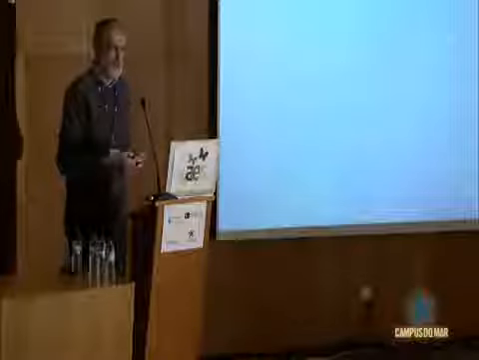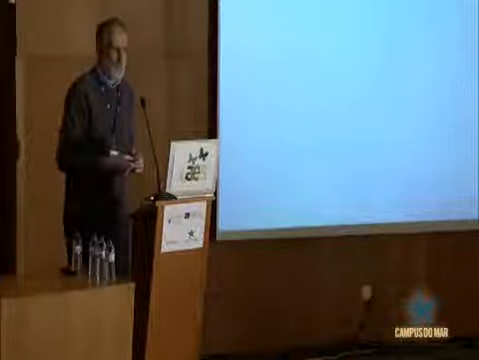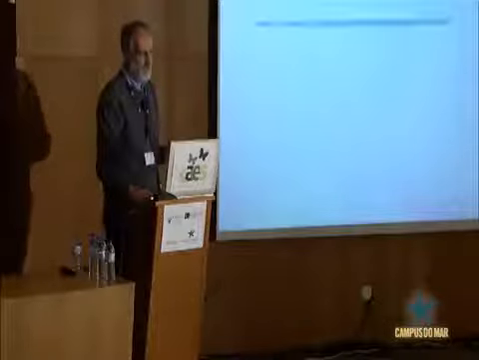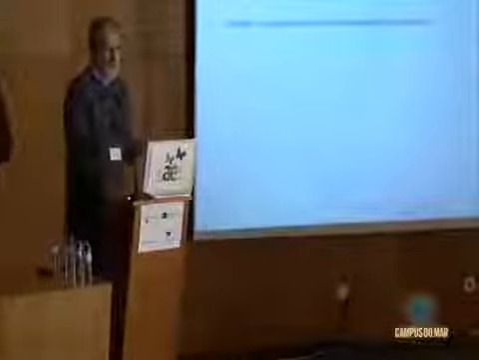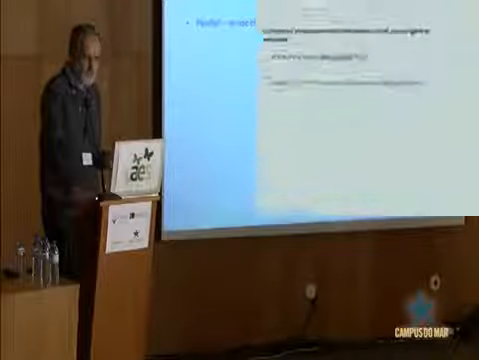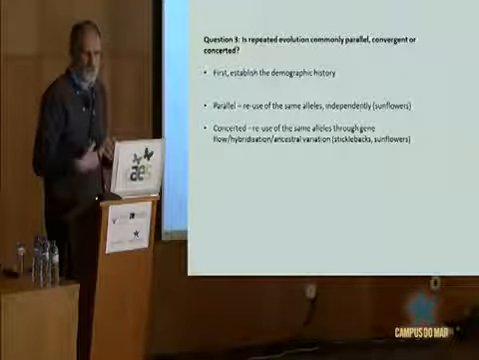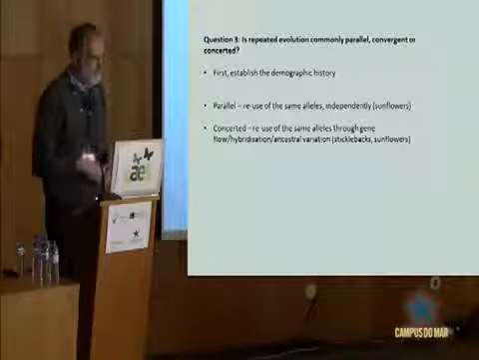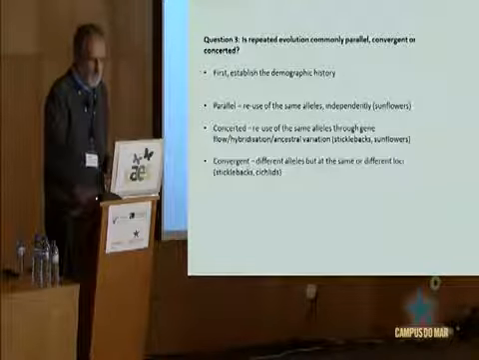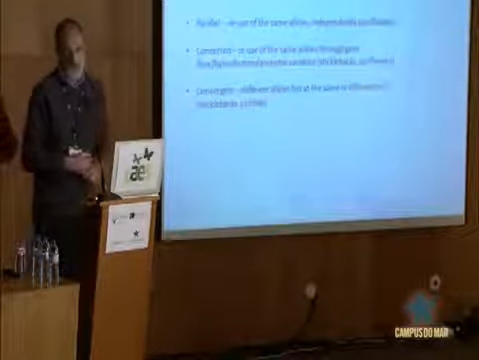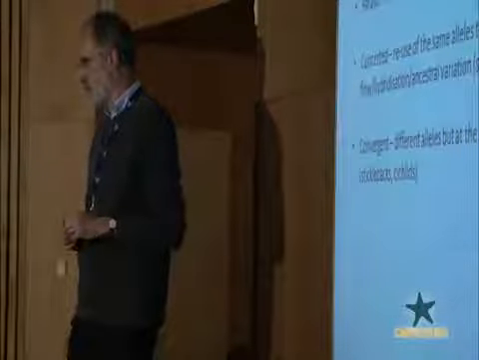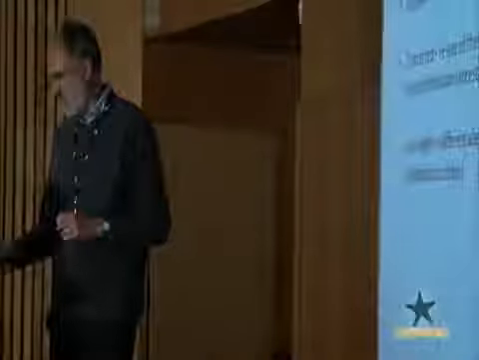So there's obviously an interesting set of questions about whether repeated evolution is commonly parallel, convergent, or concerted. And we've seen, first of all, you need to establish the demographic history. There may be parallel reuse of alleles. There's some evidence for that in sunflowers. Or there may be what we call concerted evolution, where the same alleles are reused, having been passed between different cases of divergence. Or there may be convergent cases where different alleles are used, either at the same or at different loci. There's a whole series of possibilities that we need to distinguish. And we're getting hints about various of those processes occurring, but we have very little idea about the generality at the moment.